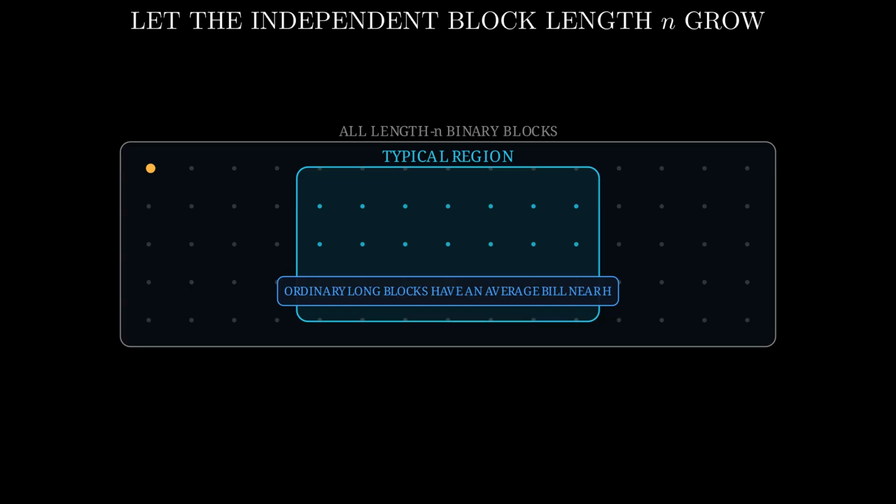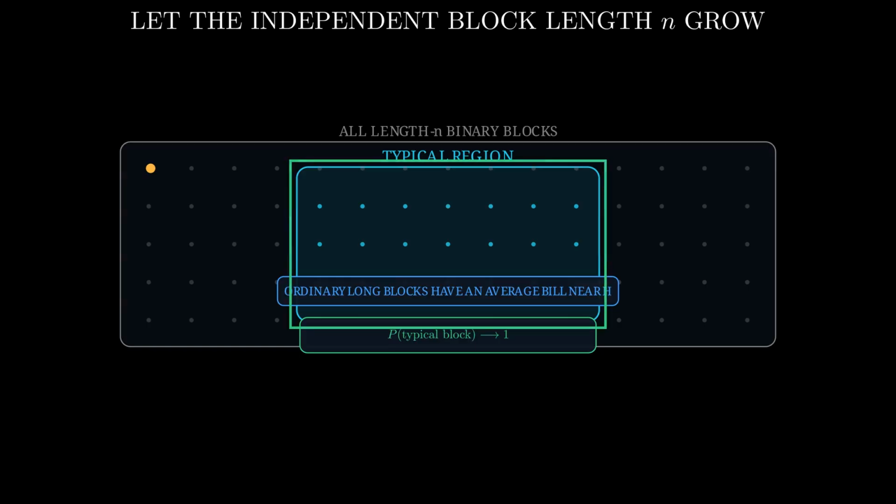Most of the probability gathers on blocks whose average bill per output is close to that entropy. We call this high probability collection the typical region. As the block grows, the chance of landing in that region approaches 1. For an independent block, the individual surprise bills add. A typical block, therefore, has a total bill near the block length multiplied by the source entropy.